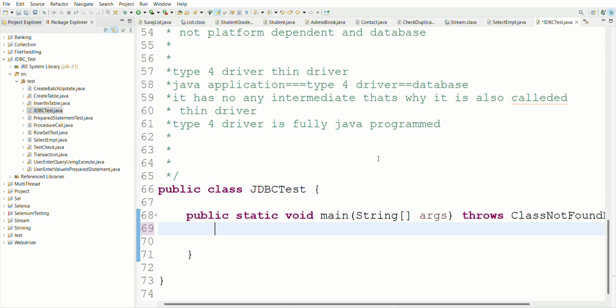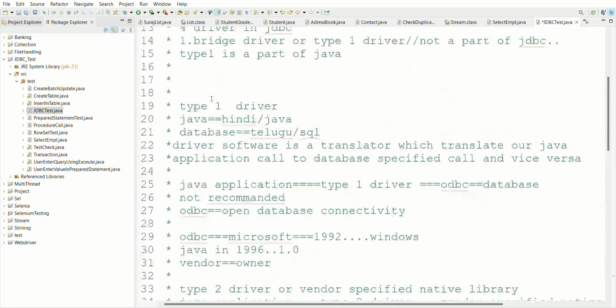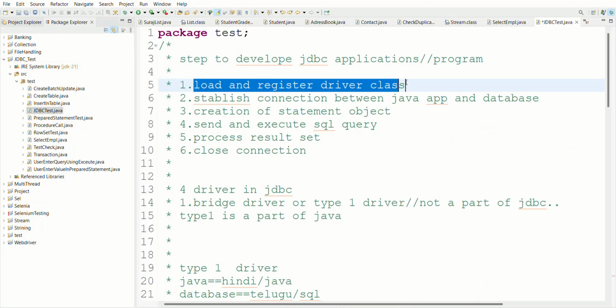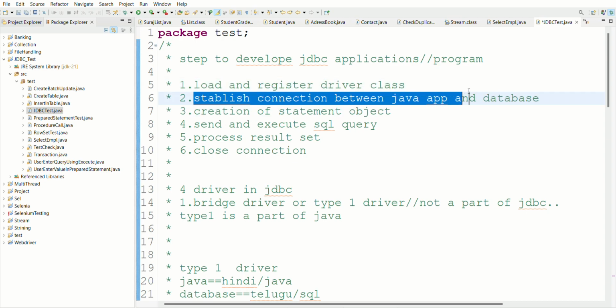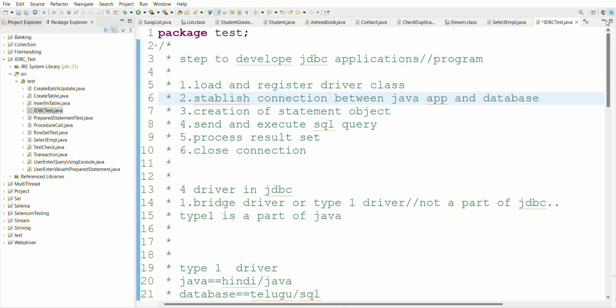Got it? So that's how the first step has been completed: load and register the driver class. Now in the second video I will discuss how to establish a connection between the Java application and the database.